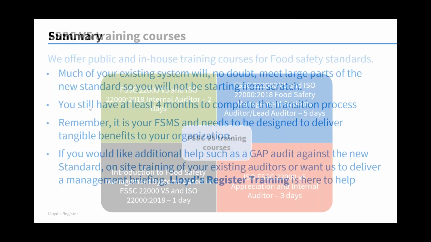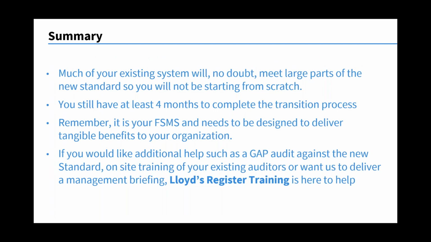The summary of this is that much of your existing system will no doubt meet large parts of the new standard. So you are not starting from zero, or from scratch. You still have at least 4 months to complete this transition process from now onwards. Those organizations whose audits are due in January have 4 months. Those organizations whose audits are due in, let's say, next August have 12 months. And those organizations whose audits are due in December 2020 have 1.5 years to complete it.